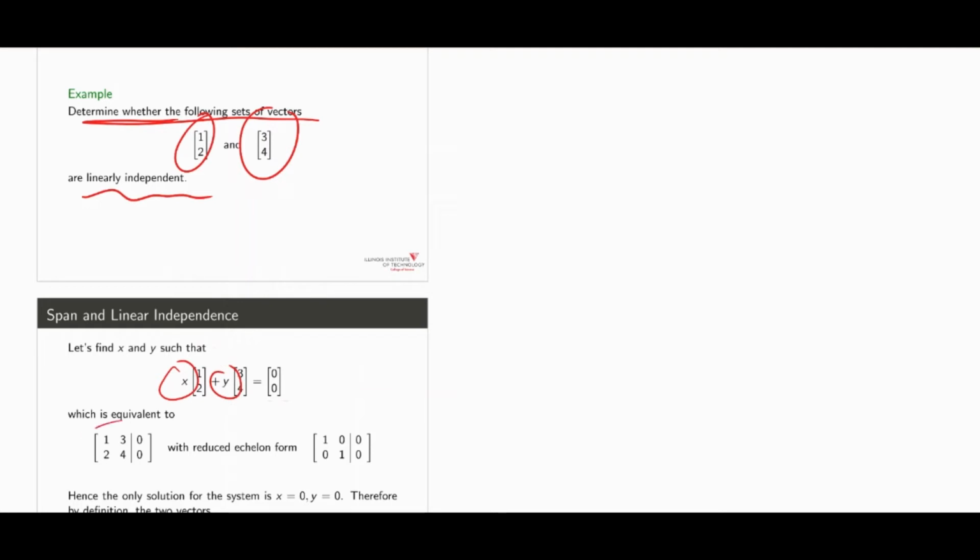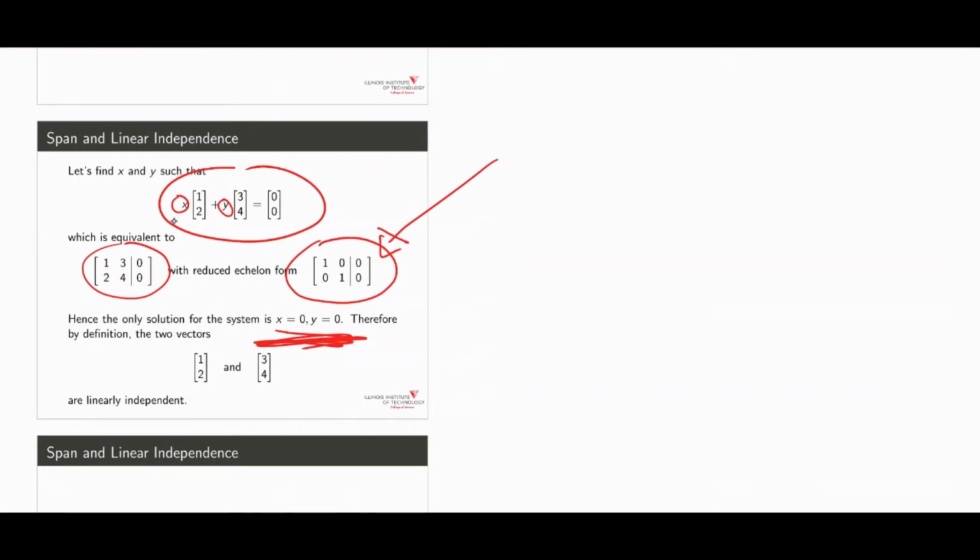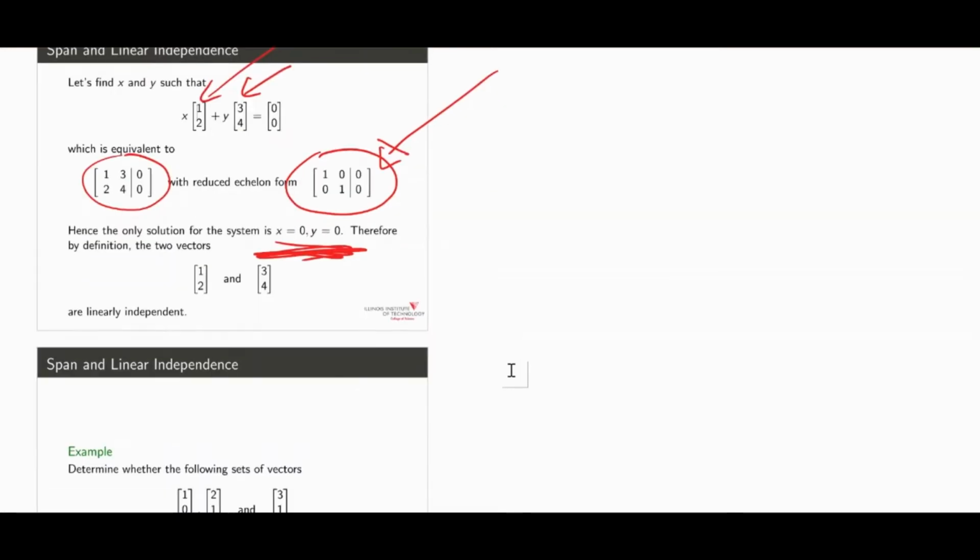Okay, so this is equivalent to this augmented matrix. Row reduce it, you get this, which means that you have a unique solution. In fact, the only thing that can make this equal to 0, 0 is that your x and y have to be 0. There's no other choice. How do you know that? Because this is how your REF matrix looks. So therefore, by definition, these two vectors are independent. There's no relationship among them whatsoever. Okay, they're independent. All right, so that's the situation here.